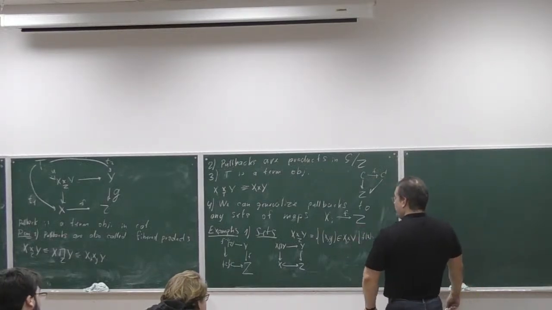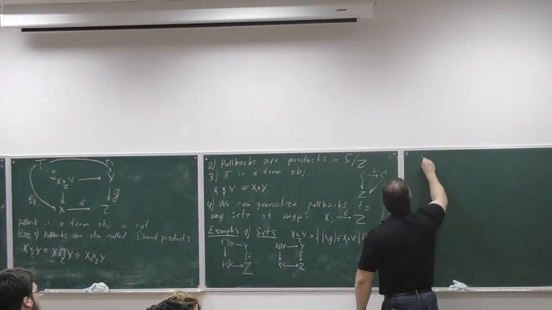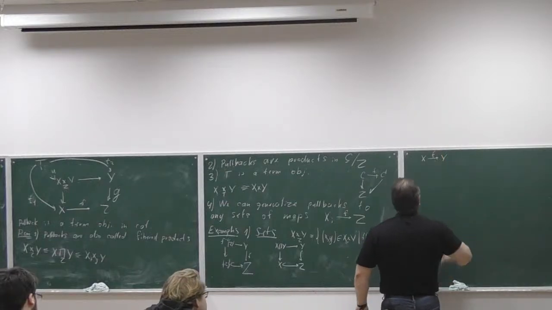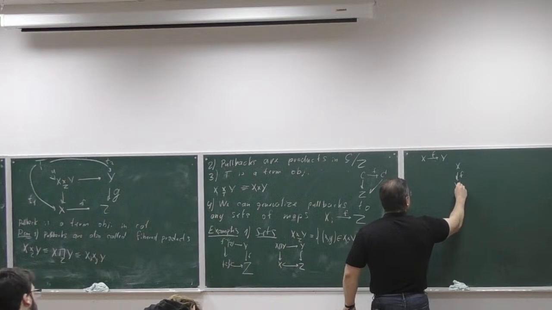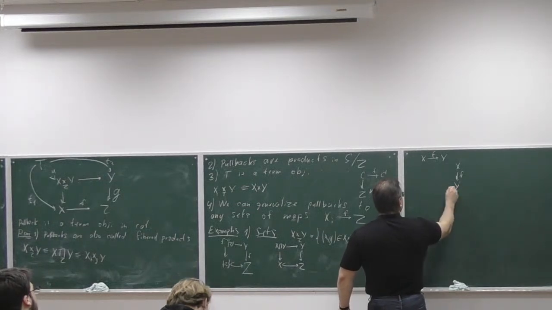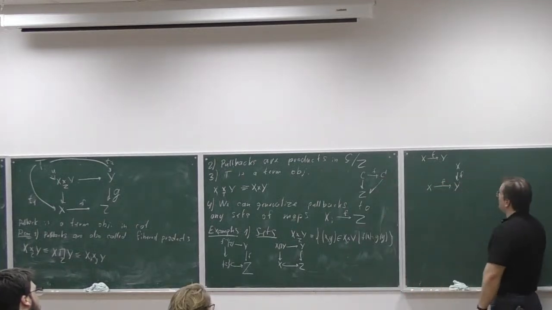Okay, next example, still in sets. I want to take a map F and consider a pullback of a map along the same map. So what we have here.